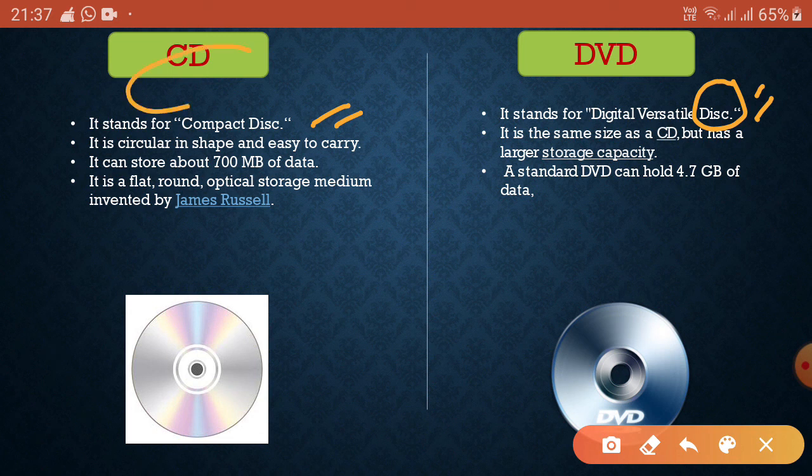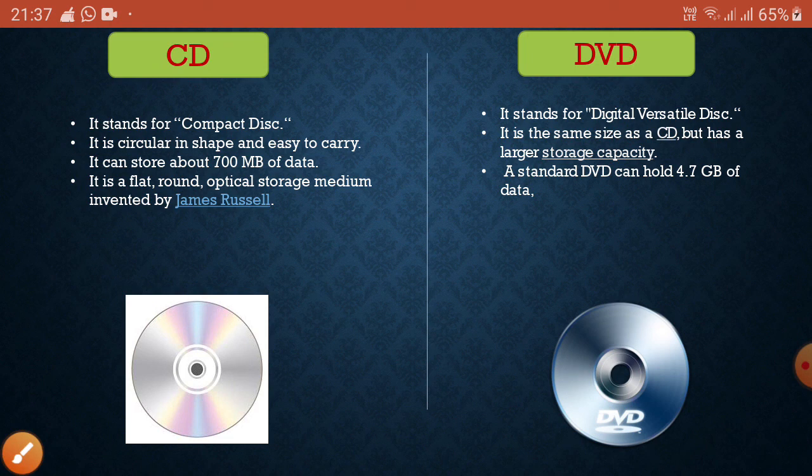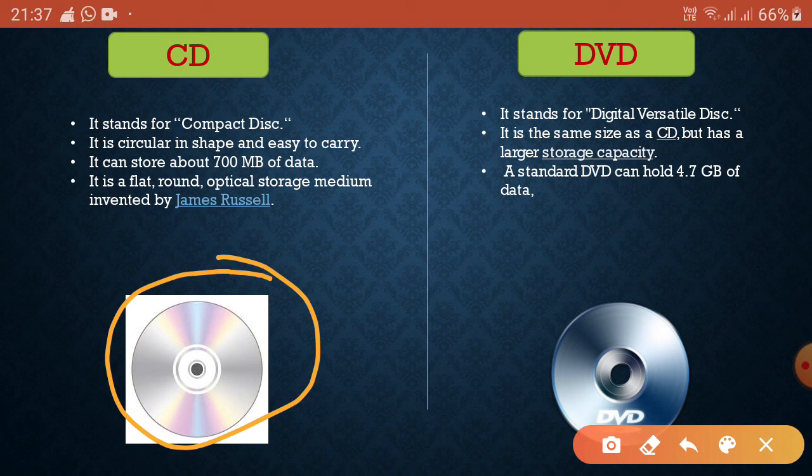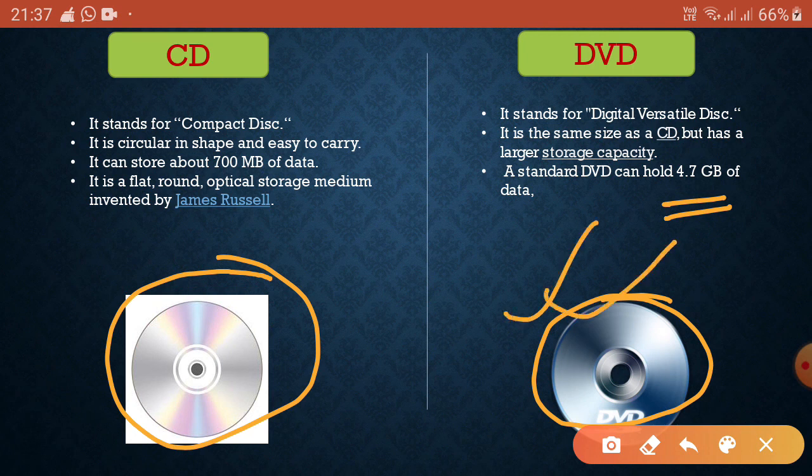So basically CD is circular in shape. Both of them, CD and DVD, are circular in shape and easy to carry. But one disadvantage is it can store only about 700 MB of data, but a standard DVD can hold 4.7 GB of data. So DVD can store a lot of information where CDs cannot. Okay, the inventor of CD is James Russell.